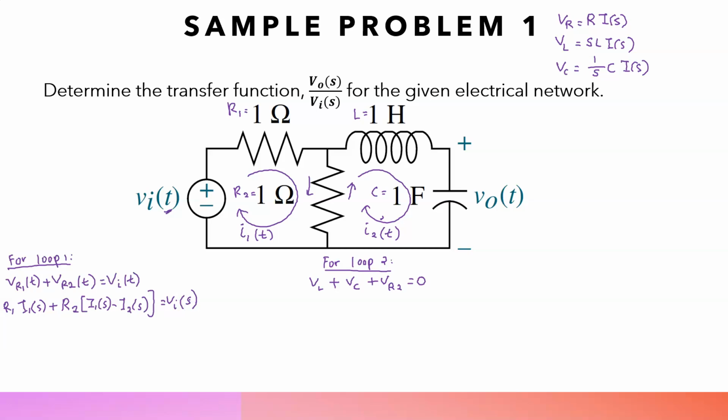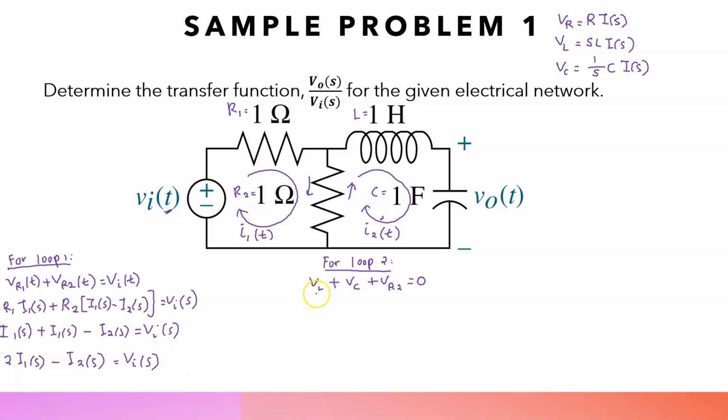I can rewrite this and expand it, and at the same time substitute R1 and R2 with 1 ohm each. Here we will have I1(s) plus I1(s) minus I2(s) equals Vi(s). So here I have 2 I1(s) minus I2(s) equals Vi(s). Okay, so I have one equation.